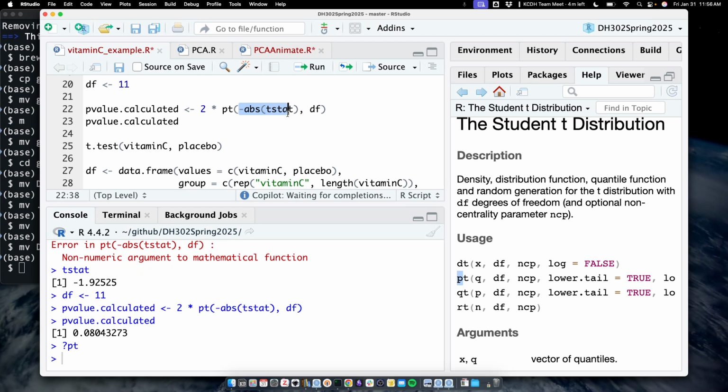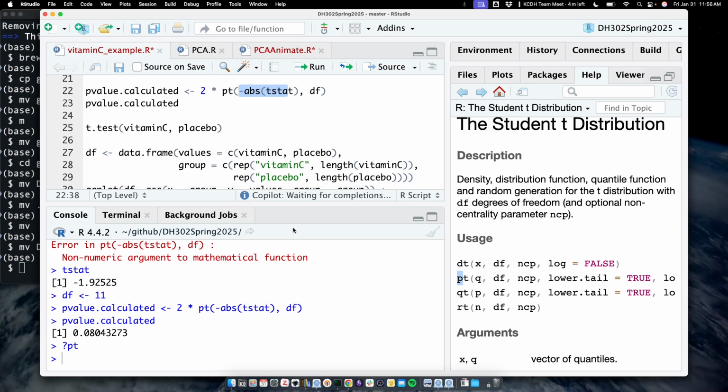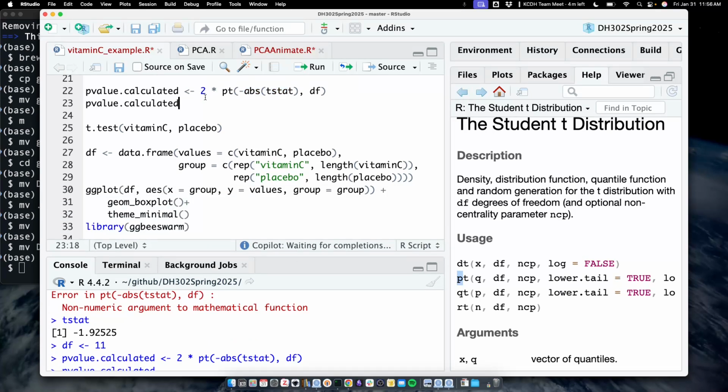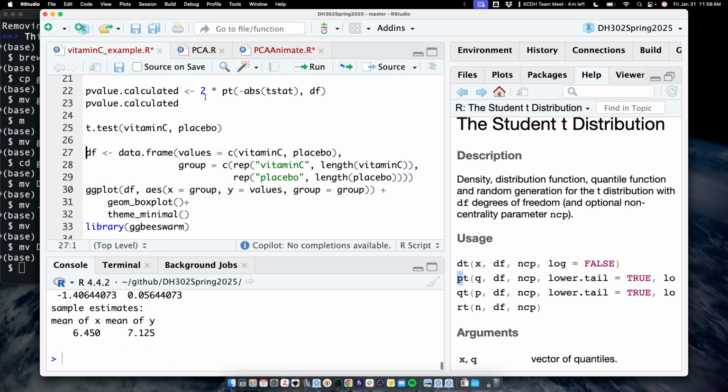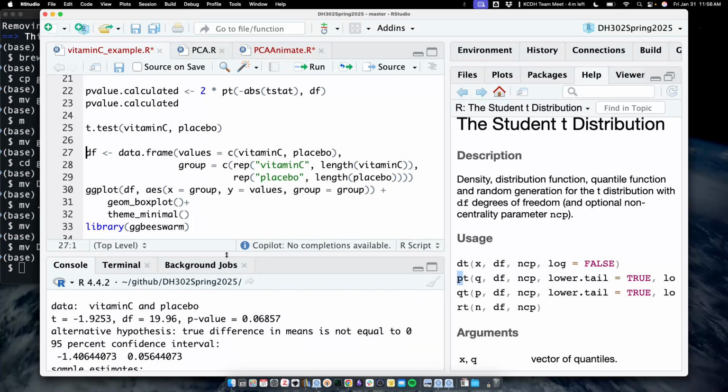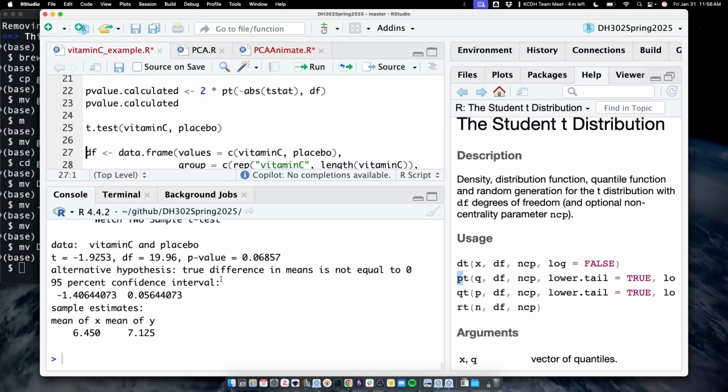So that's why I'm doing 2 times the p-value. Okay, so I get 0.08. And here, when I actually do the Welch test, I get a slightly different value. The reason for that slight difference is because I approximated the degrees of freedom to be 11. So that was a loose definition of DF. But here, the degrees of freedom, if you go back and calculate from the Welch formula, is 19.96, right? Overall, the p-value has shrunk from 0.08 to 0.06. The conclusion does not change, right?